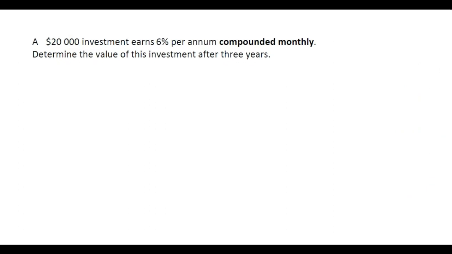Okay, so 2 more examples, and the first one here, of course, we're reusing our $20,000 principal, our 6% APR, or annual percentage rate, and we're sticking with 3 years for the term of our investment. And now we're going to increase the compounding to 12 times a year.